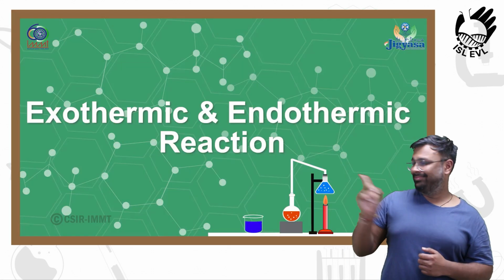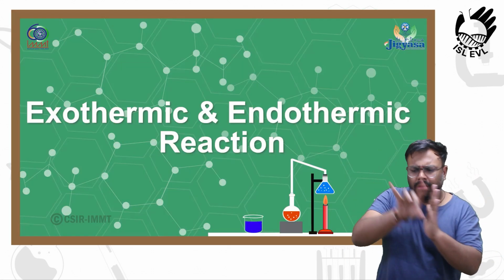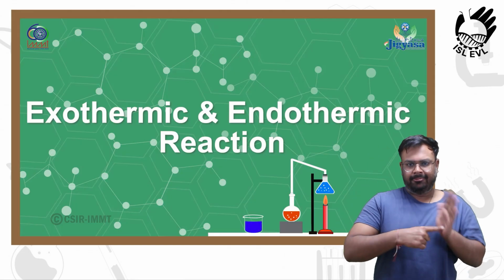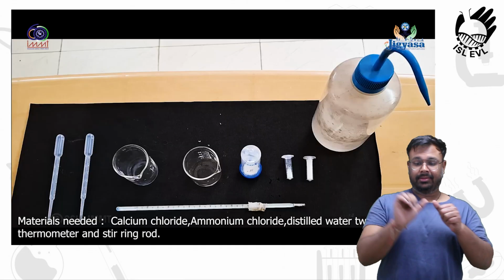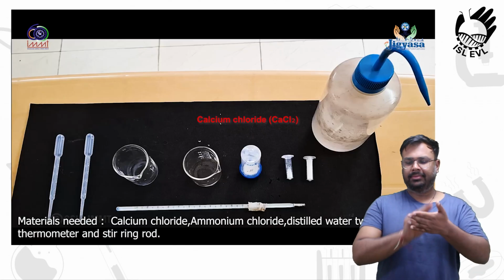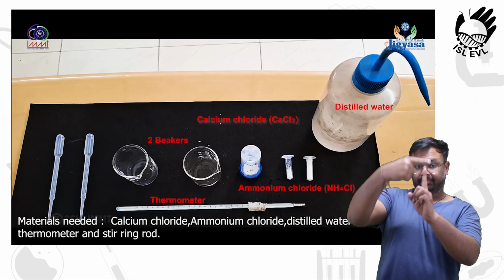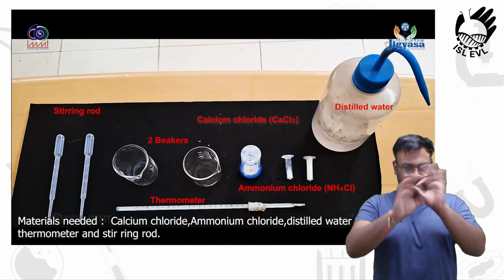Exothermic and endothermic reactions. In this activity, we are going to understand what kinds of reaction different salts show in aqueous solution. Materials needed: calcium chloride, ammonium chloride, distilled water, 2 beakers, thermometer, and a stirring rod.